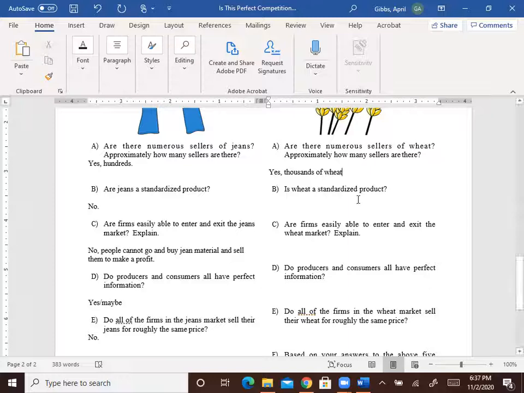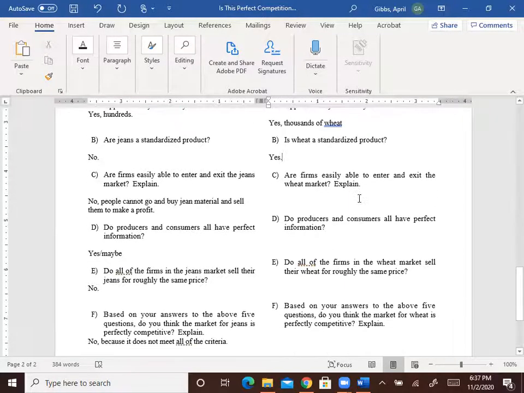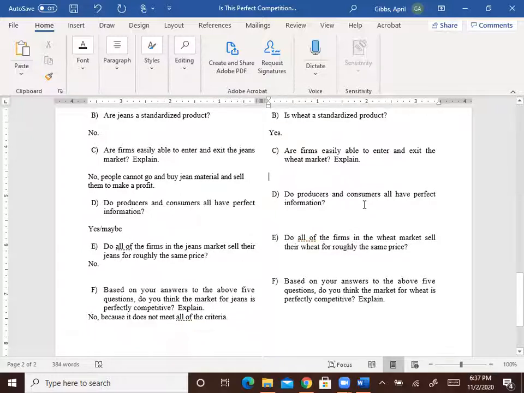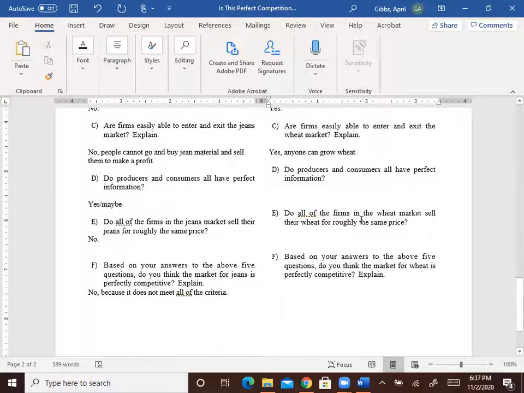Is wheat a standardized product? Yes, it pretty much always tastes the same. It goes in the products. Are firms easily able to enter and exit the wheat market? Yes, anyone can grow wheat. It's just a plant. Do producers and consumers all have perfect information? I'm going to say yes because you can Google it. You can figure out how to grow wheat and then how to sell it.